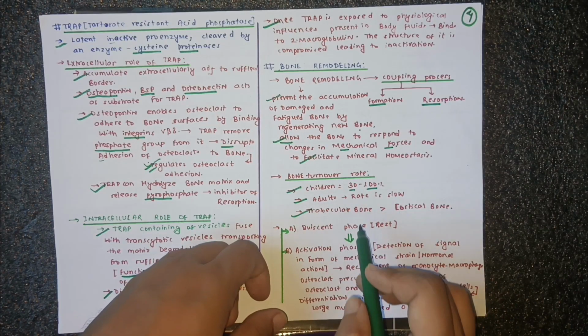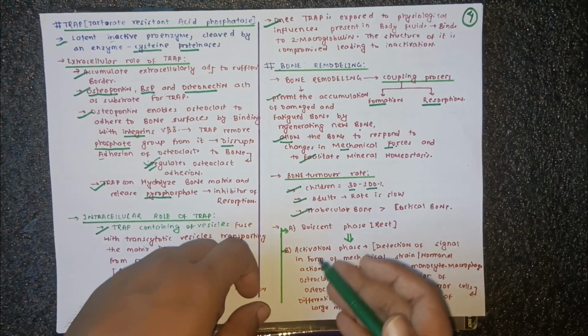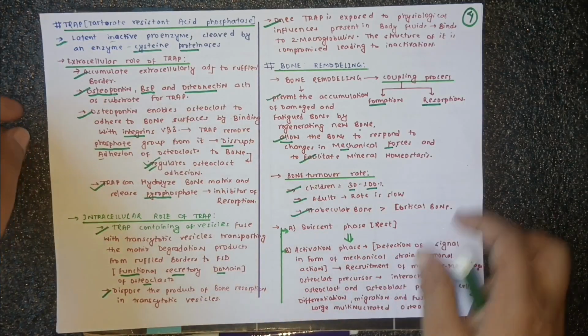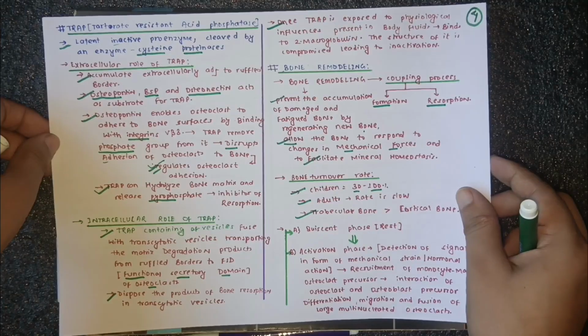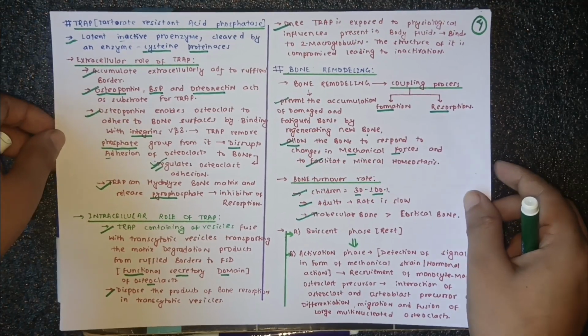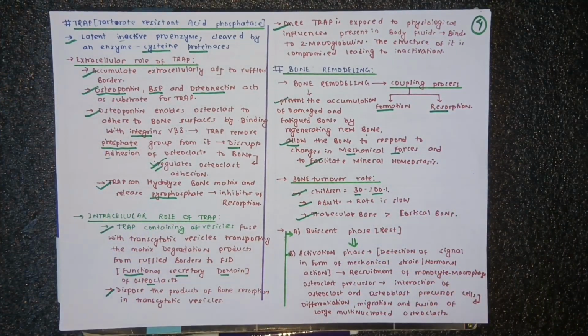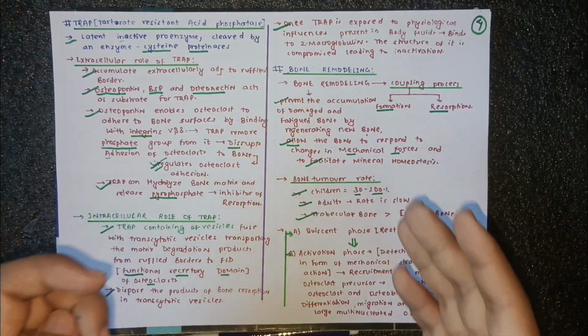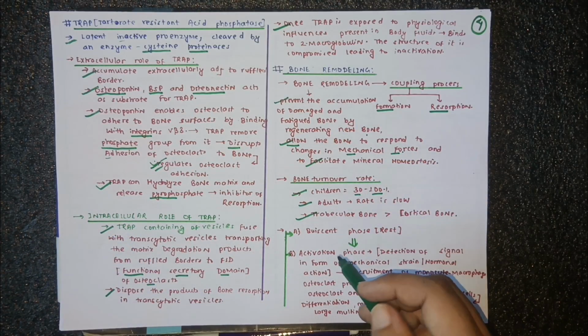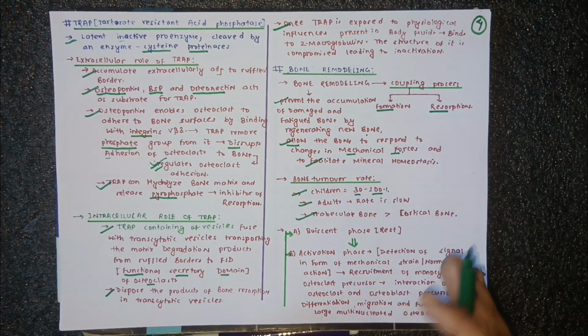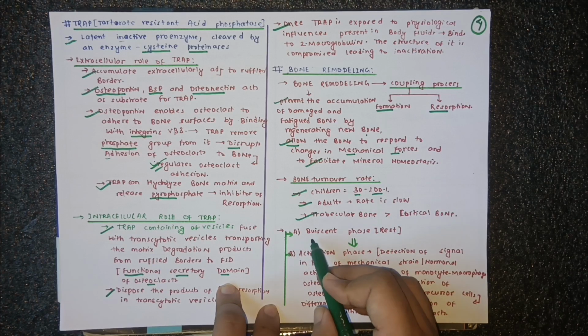Here I have also drawn the flow chart for bone turnover, which I have taken from Orban's, and this flow chart is also very important. If bone remodeling is asked in the exam, you can prepare this flowchart and you will get the proper marks. In the first step we have the quiescent phase.